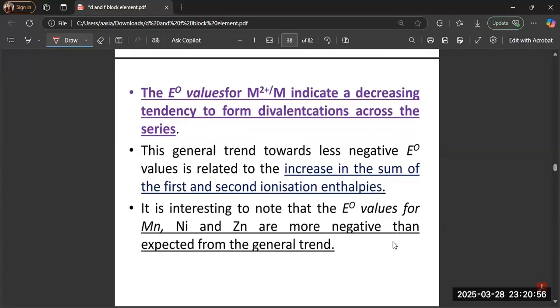Yeah, just see that. The E naught values of M2+/M indicate a decreasing tendency to form divalent cations across the series. In general, the trend towards less electropositive values is related to the increase in the sum of the first and second ionization enthalpy. So we have done this.